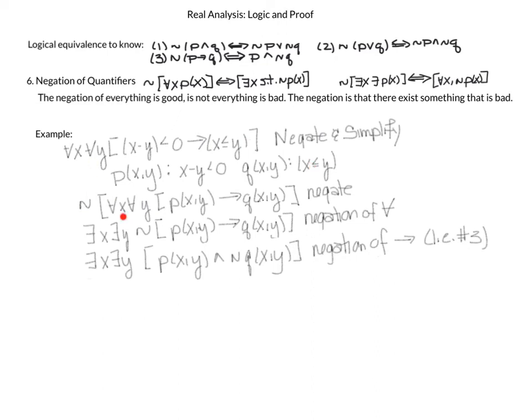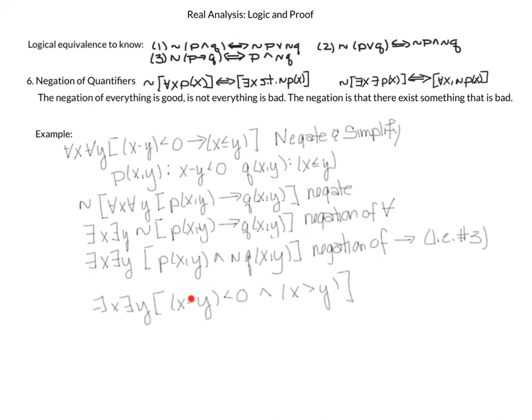So I translated my for all x, for all y to p of xy, which is x minus y is less than 0, implies q of xy, which is x is less than or equal to y. But then I negate this because that was my task. And remember, when you negate for alls, those become there exists, and then you negate what's inside. And to negate the implication, you take the antecedent, and then you AND it with the negation of the consequent. So this is my negation.